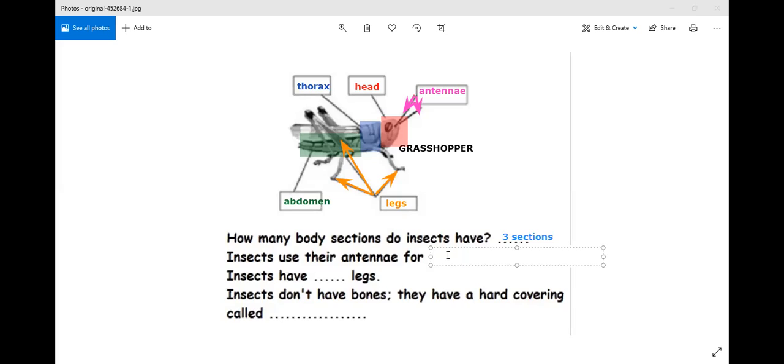Miss, can I help her? Since there are 2 functions for the antennae, Rev will help us with this also. Yalla, Rev and Talia. Smell and find food. For smelling, bravo. To smell and find food. Thank you.